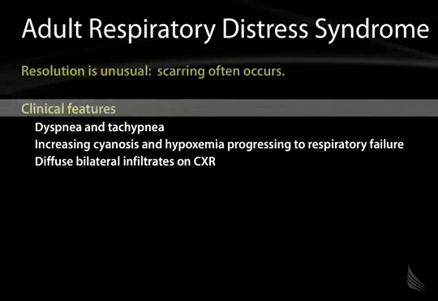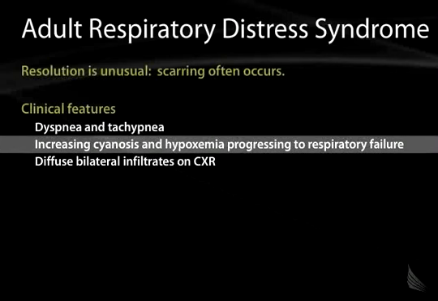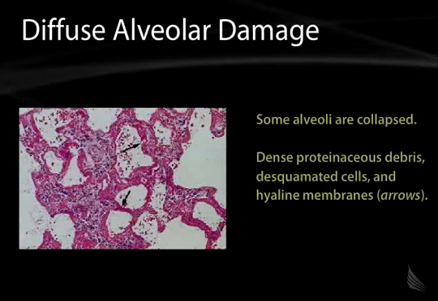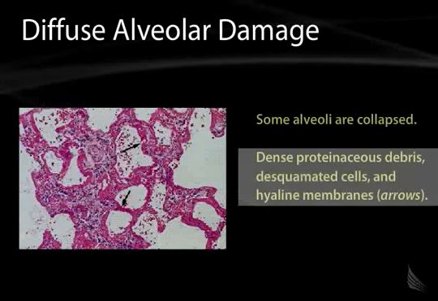The clinical features include dyspnea and tachypnea. With worsening ARDS, cyanosis and hypoxemia can progress to respiratory failure. On a chest X-ray, diffuse bilateral infiltrates can be seen. Diffuse alveolar damage, or DAD. This is when you have some alveoli that are collapsed. There's dense proteinaceous debris in the alveoli, and there are hyaline membranes, as seen by the arrows.